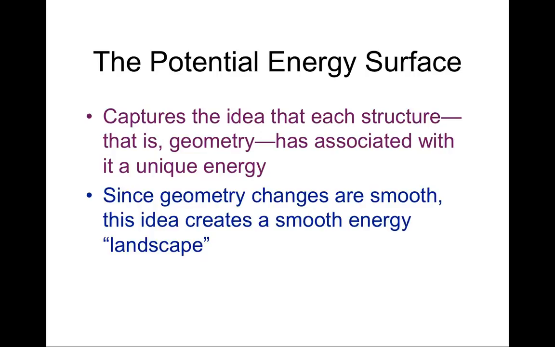And moreover, since changing from one geometry to another can, in principle, be done smoothly, I would translate atoms from one position to another position in space. Given that you have that smooth change, you'd also expect the energy to change in a smooth way as you move atoms around. And if I were to graph that energy change as a function of the coordinates, whichever coordinates I choose, and we'll get to that in a moment, that would end up creating a landscape, a smooth energy landscape that I could plot, for example.